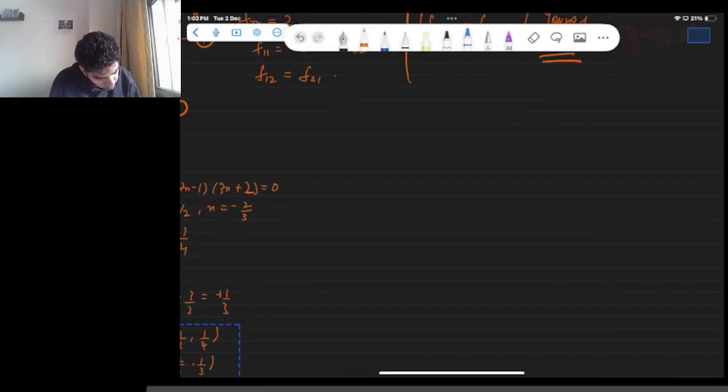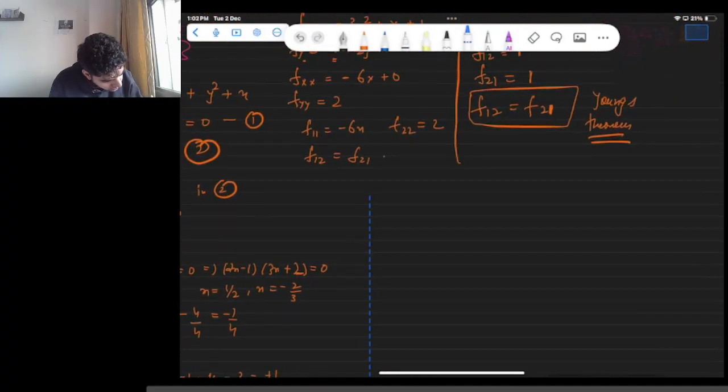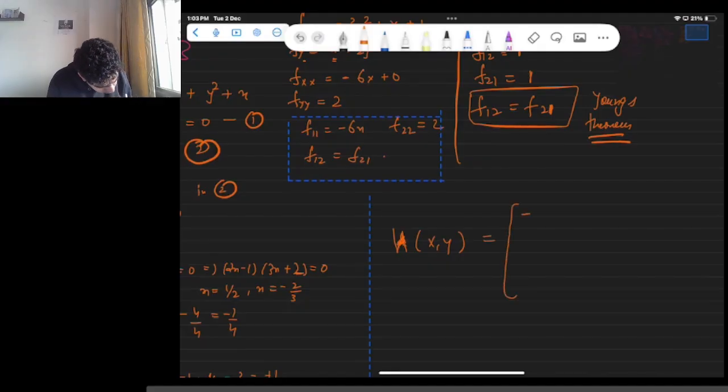After doing this, now I have found out my second order partial derivatives and my cross partial derivatives, right? So now what I'll be doing is creating a Hessian matrix of f(x, y), and this is equal to minus 6x, 2, and this was equal to 1, so 1 and 1. This is my Hessian matrix.